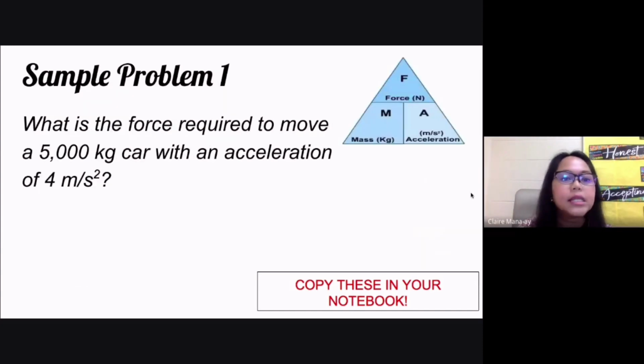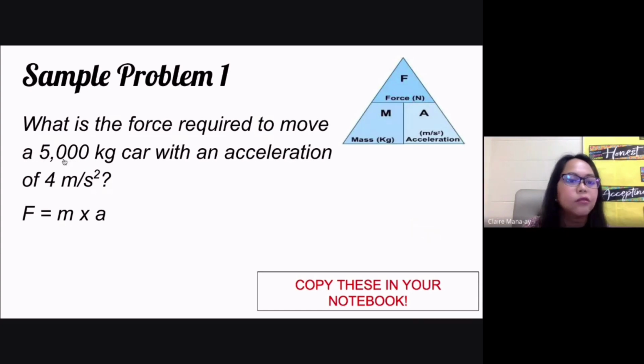All right, now let's take a look at your sample problem. Sample problem number 1: What is the force required to move a 5,000 kilogram car with an acceleration of 4 meters per second squared? We're looking for the force, and so we know that the formula that we should use is F equals m times a. Force equals mass times acceleration, which is actually very easy. So we simply multiply the two quantities that we have here.